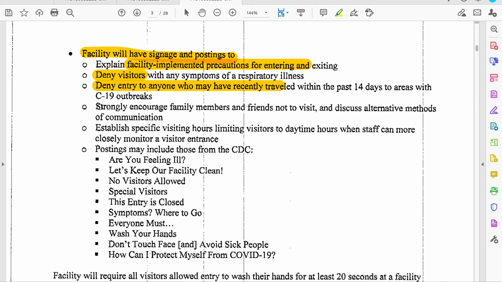We need to strongly encourage members and friends not to visit. Discuss alternative methods of communication. Alternative methods of communication may be FaceTime, text message, or simply a phone call. We have to establish specific visiting hours and limiting visitors to daytime hours when staff can more closely monitor a visitor's entrance.